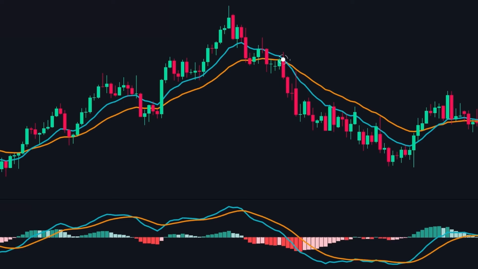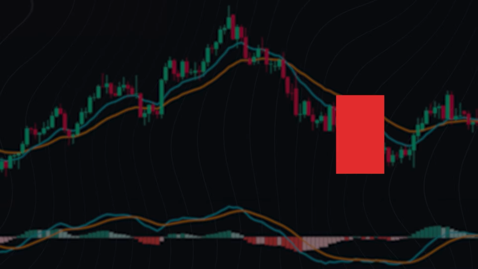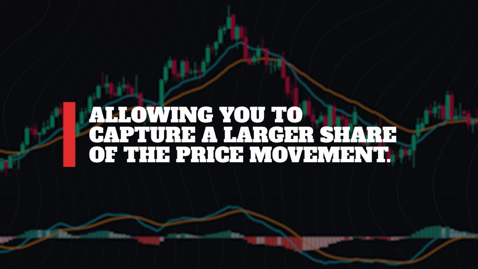In contrast, with the MACD, your entry signal would have occurred on this candle when the MACD line crossed beneath the signal line. This provides a far better entry price and a tighter stop loss, allowing you to capture a larger share of the price movement.